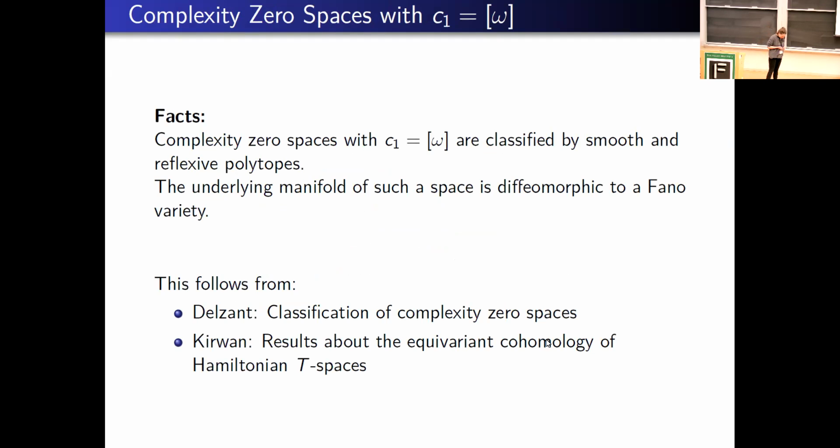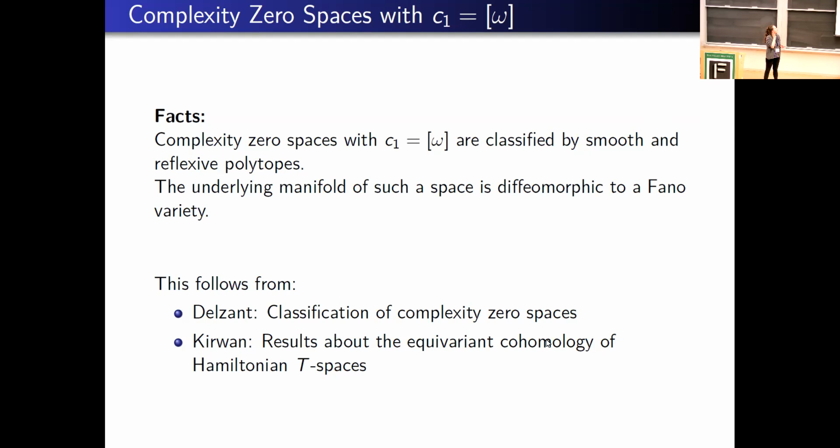So you can assume you have a complexity zero space. Then it is well known, by Delzant's work, that its moment map image is a smooth polytope. But this polytope satisfies also a second nice condition, namely it is a reflexive polytope. And in particular, we have a complete classification, like in the case of Delzant: complexity zero spaces which satisfy that the first Chern class is equal to the class given by the symplectic form are classified by smooth and reflexive polytopes.